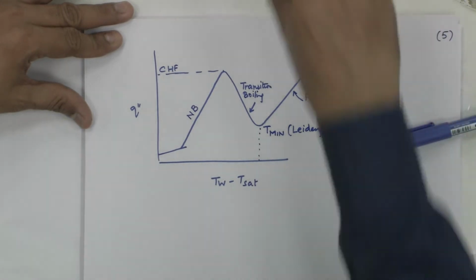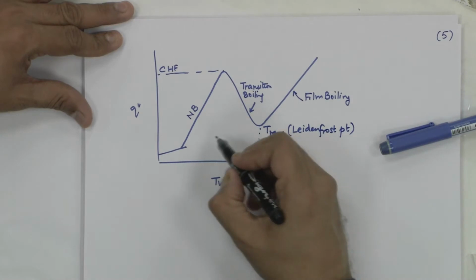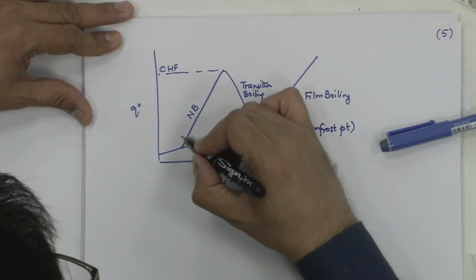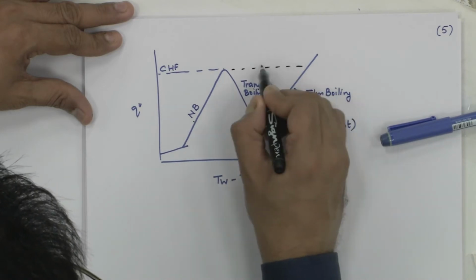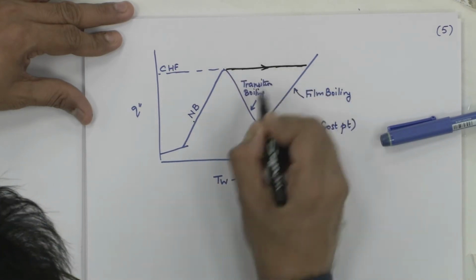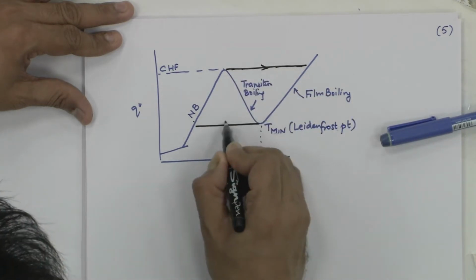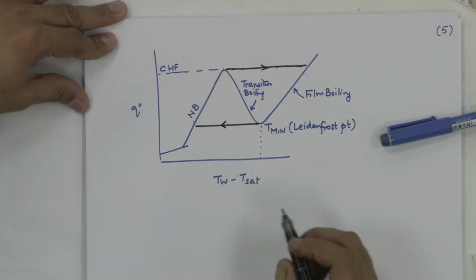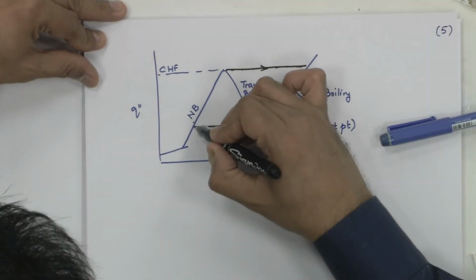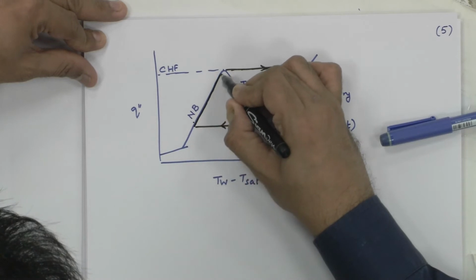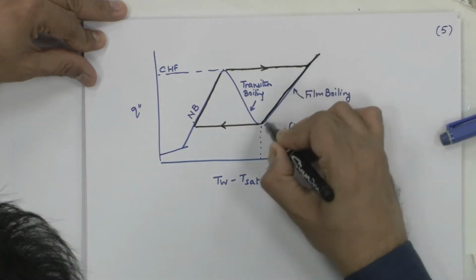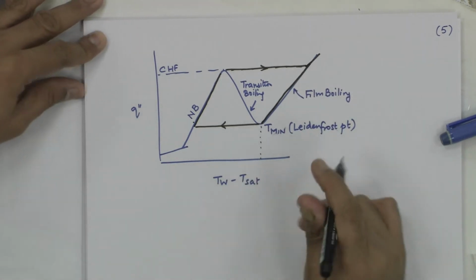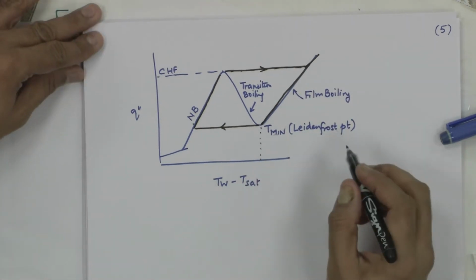Your boiling curve would be this purple one, or you could go along this way, go along this way and come back this way. The black represents the heat flux controlled case and the blue represents the wall temperature controlled case.